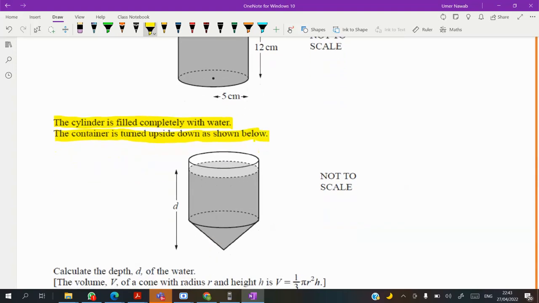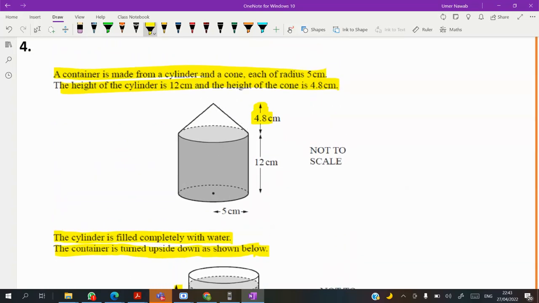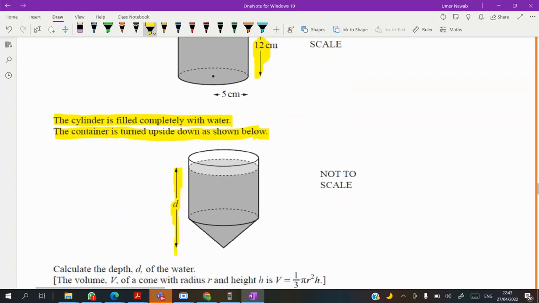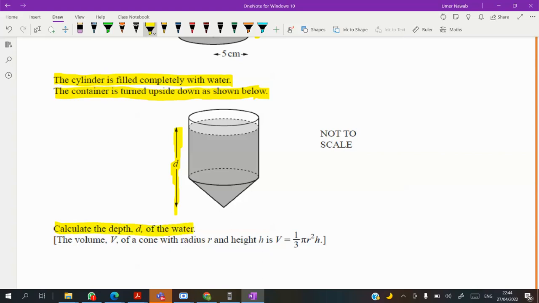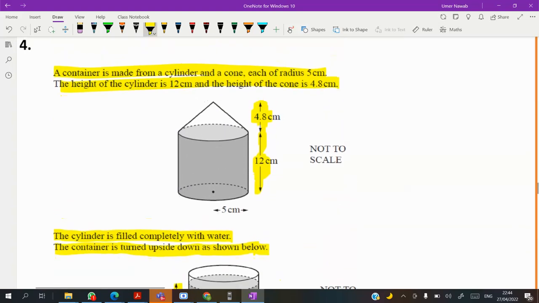So now the new level is D. The previous level was 4.8 plus 12, but now it is D. We need to find the depth D. The cone volume will be given to you, but the cylinder volume will not be given to you. So let me write all the information for the cylinder. The volume of a cylinder is pi r squared, the base area, times height.